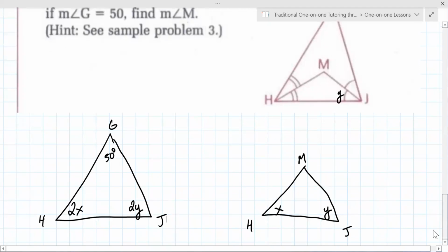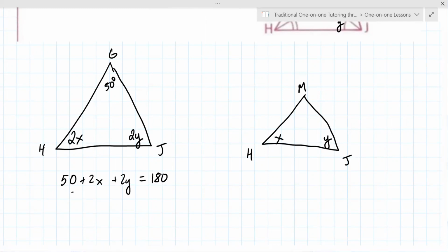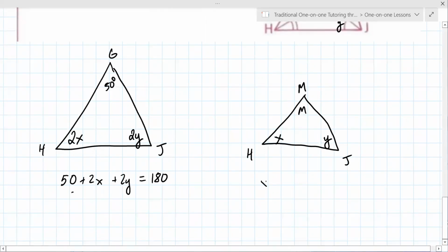All right, so on the left, we can write an equation. We can say that 50 plus 2x plus 2y equals 180. And then this other one on the right here, we don't know m, so I guess I'll just call it m. We can go x plus y plus m equals 180.